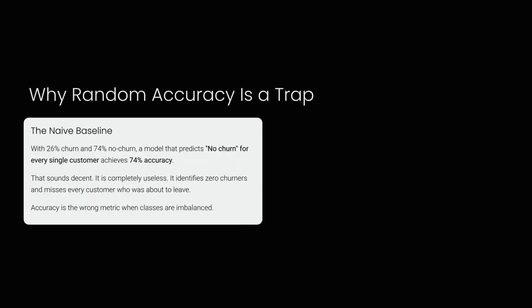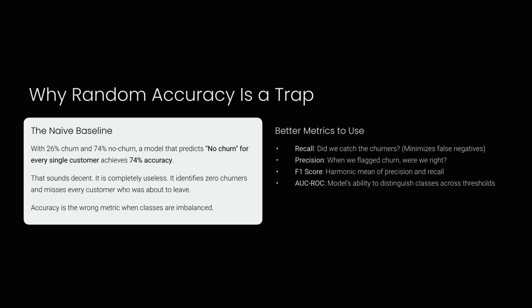Due to the 26/74th class imbalance, simply predicting no churn for everyone yields 74% accuracy, which is useless. Accuracy is the wrong metric here. Better metrics include recall, precision, F1 score, and AUC ROC, which will be discussed in detail later.